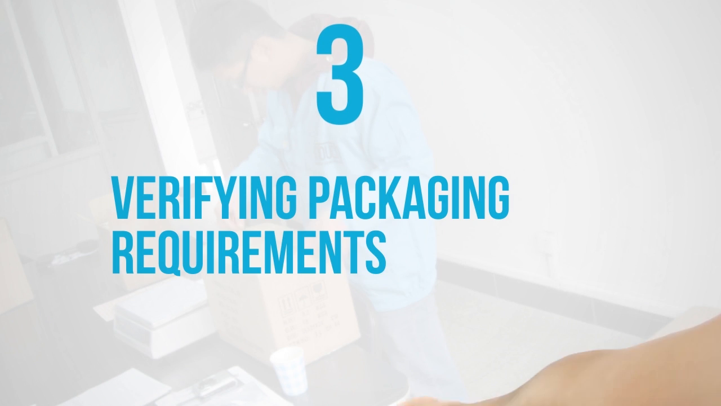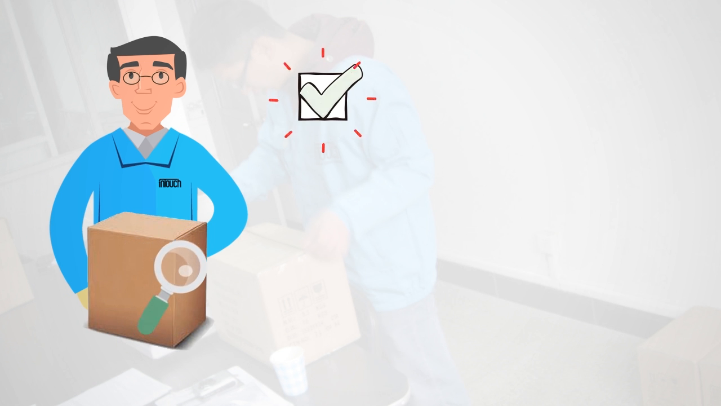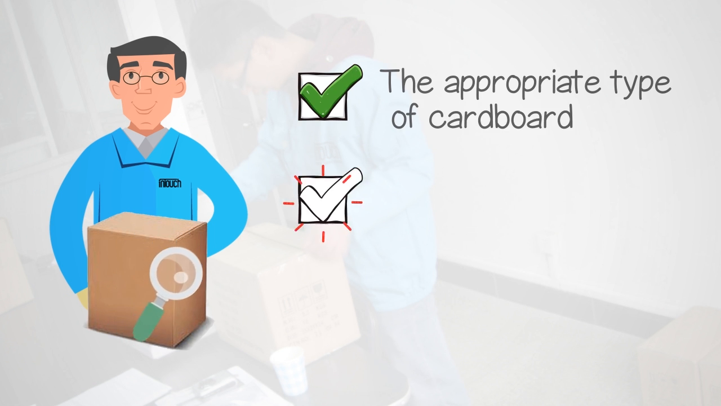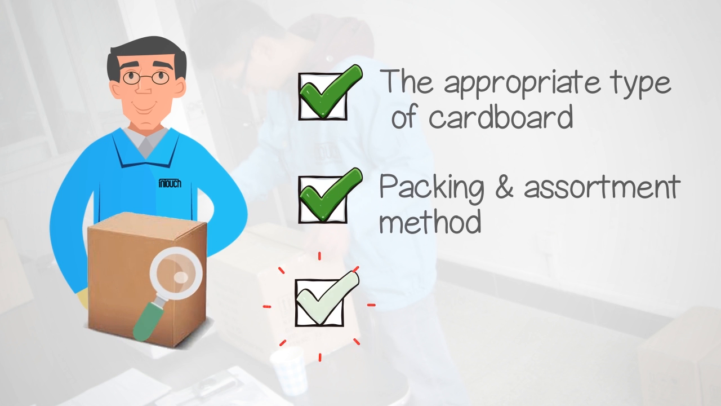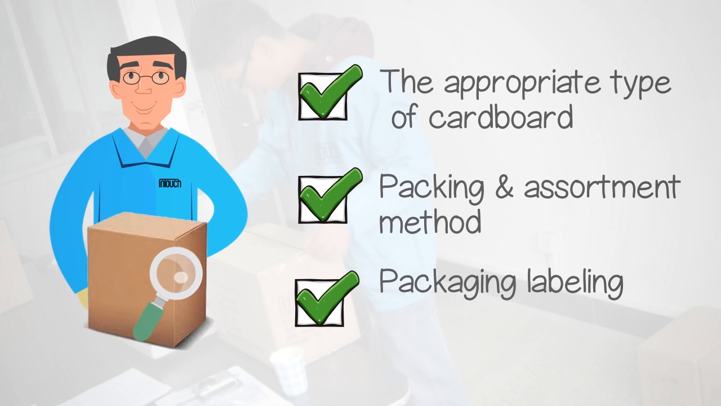3. Verifying packaging requirements. Inspectors often use the QC checklist as a guide for checking product packaging. Characteristics such as the appropriate type of cardboard, packing and assortment method, and packaging labeling are all important checks during most inspections. It may seem excessive to include these details in a checklist, but incorrect packaging can lead to your product being damaged during transit or refused at customs.